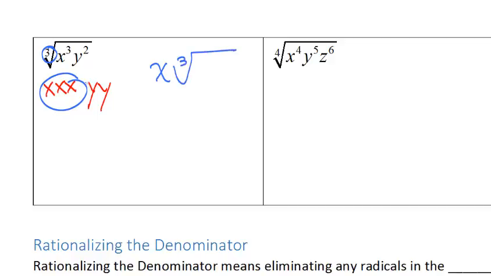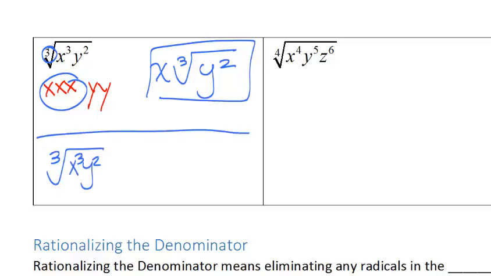Now y times y. I have 2 of those, but I would need 3 of them for them to leave the house. So these 2 will just stay home. Again, a shortcut way of doing that would just be, instead of writing out all your x's and y's, you could just take 3 and divide it by 3. Well, that gets me 1. And the 1 whole gets to go on the outside.